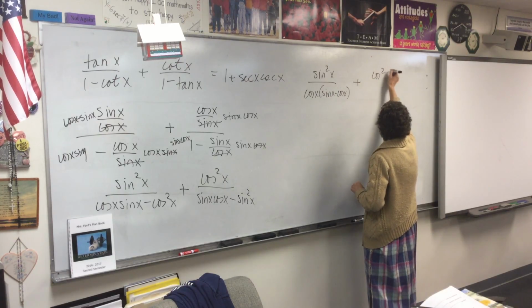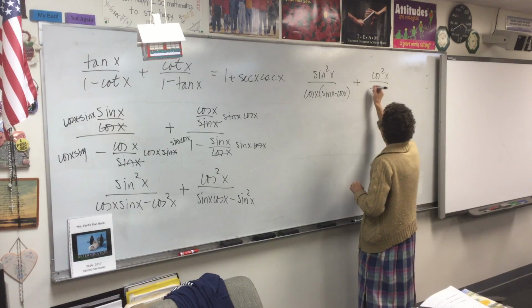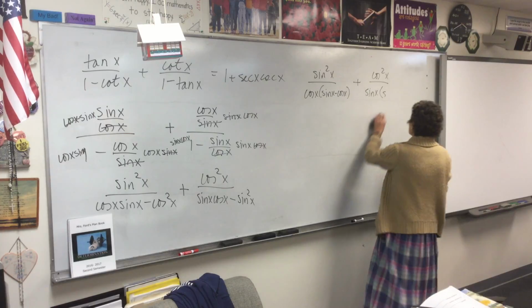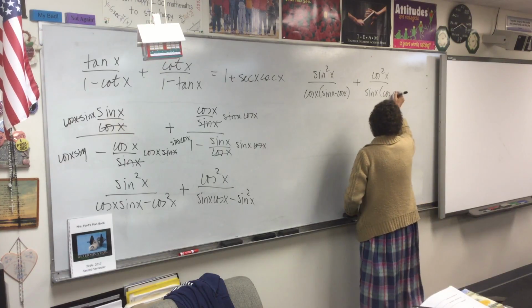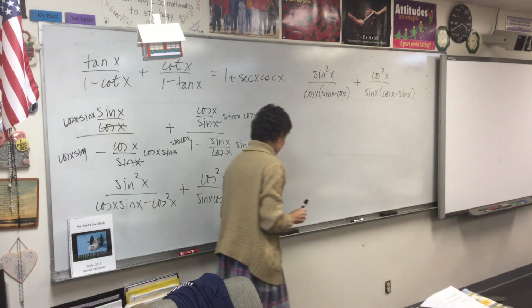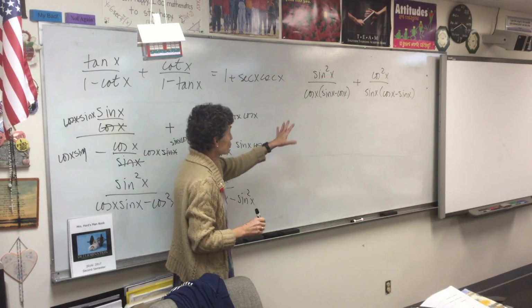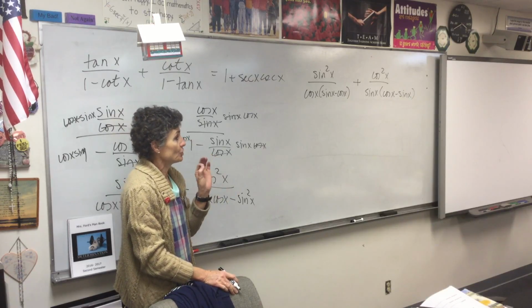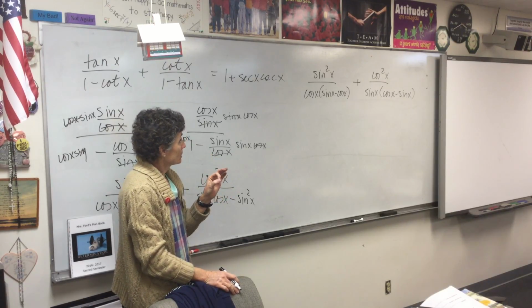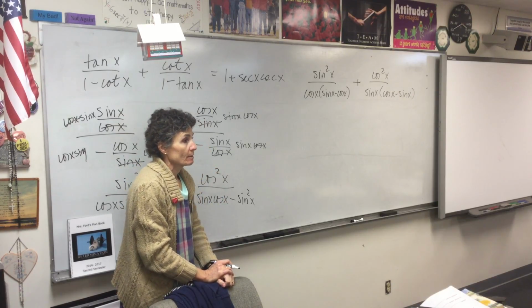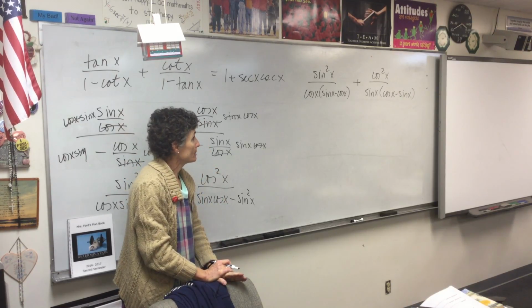plus, take out a sine, and I have cosine minus sine. Now I need a common denominator between those two fractions. What would I have to do to make those denominators the same? Not much, actually, not much.